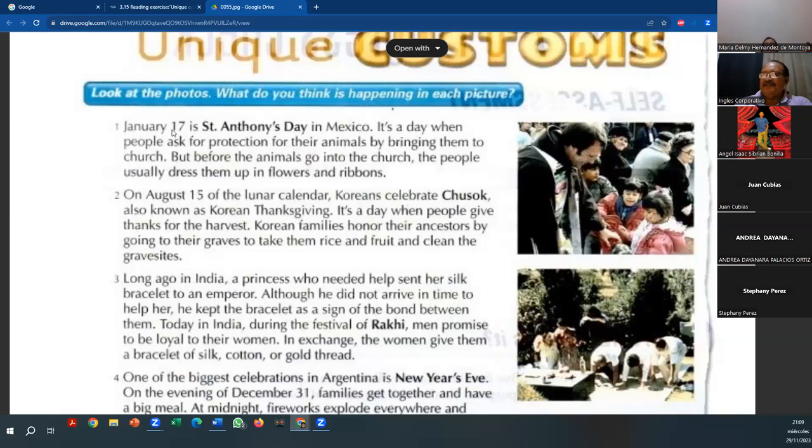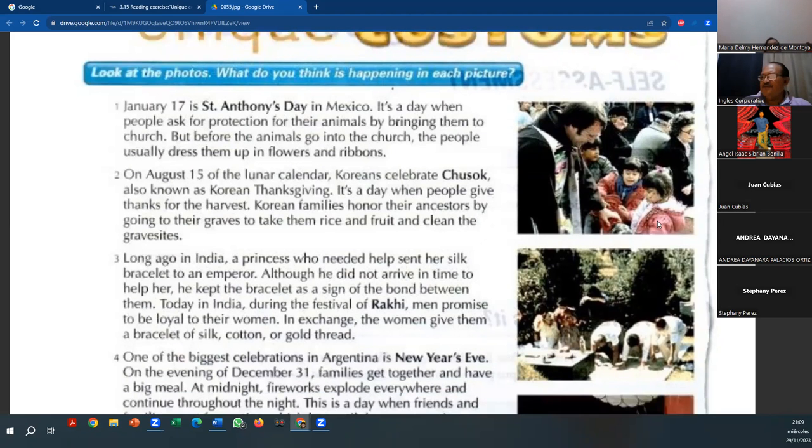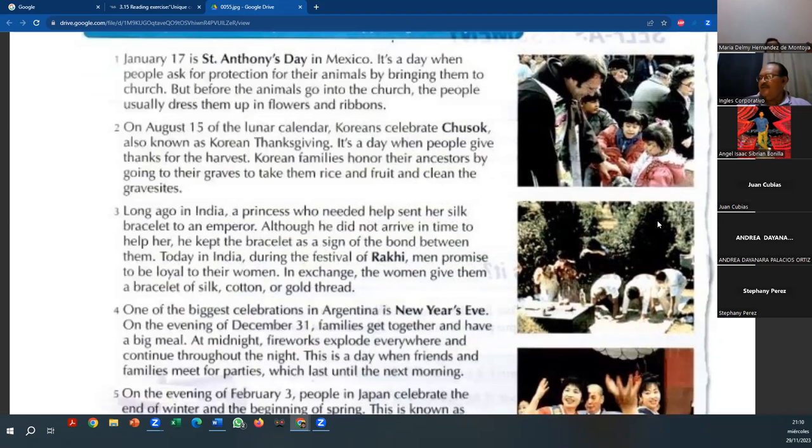The first paragraph reads, January 17 is Saint Anthony's Day. In Mexico, it's a day when people ask for protection for their animals by bringing them to the church. But before the animals go into the church, the people usually dress them up in flowers and ribbons. So this is a tradition, right? Obviously, in Mexico.